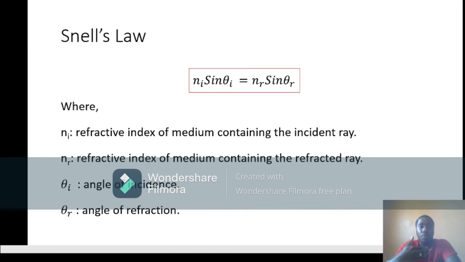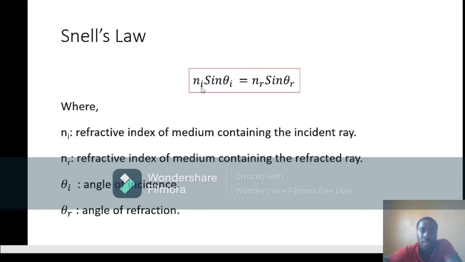But now, before we even go there, I want you to understand Snell's law. And Snell's law is also dealing with the same topic that we have also dealt with, which is the refraction. Refraction also touched on the refractive index. So when you are looking at this formula, you can see that you have the refractive index.